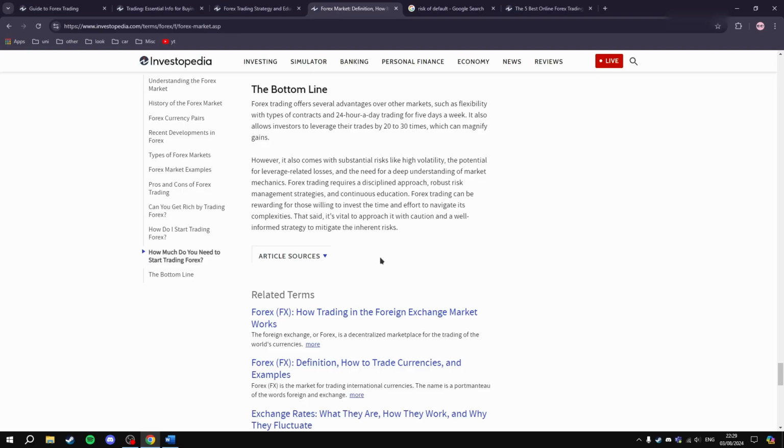Forex trading requires a disciplined approach, robust risk management strategies, and continuous education. Forex trading can be rewarding for those willing to invest the time and effort to navigate its complexities. That said, it's vital to approach it with caution and a well-informed strategy to mitigate the inherent risks.